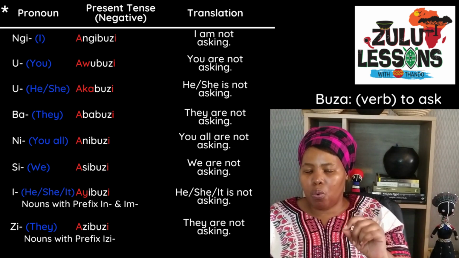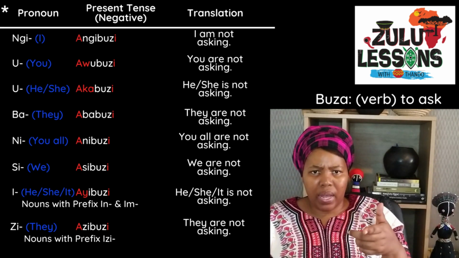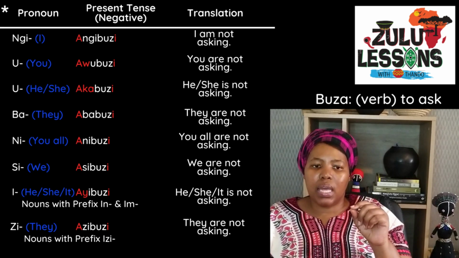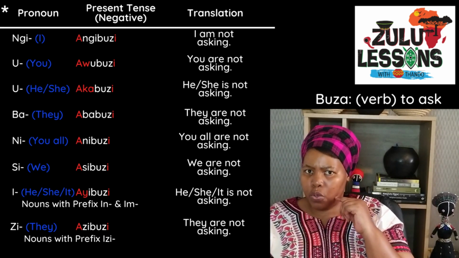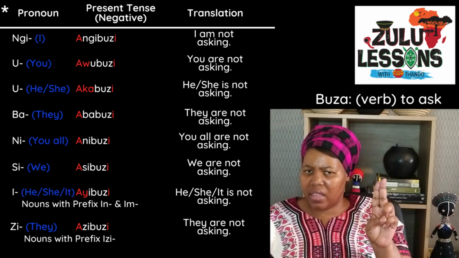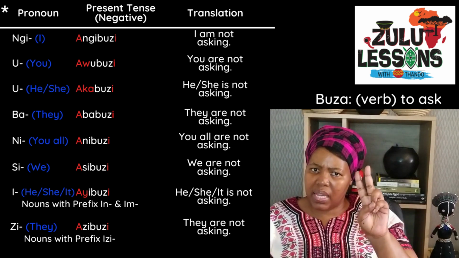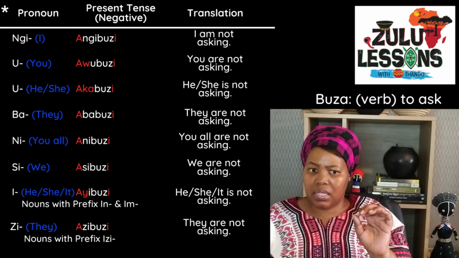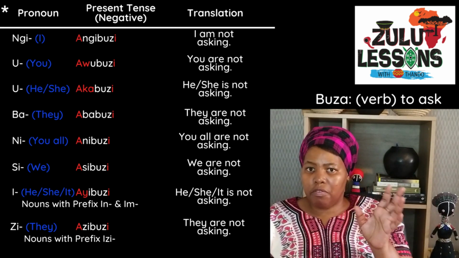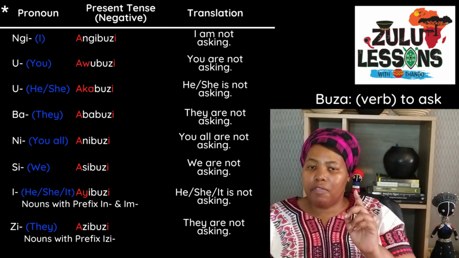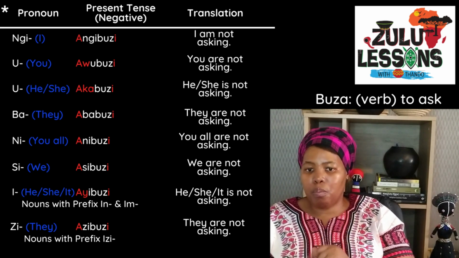Now listen to this: awubuzi. It's got a W. Why? Because if we are putting an A there, and the next thing is a U, we can't have those two vowels next to each other in isiZulu. We've got to put something in there. In some cases we blend, but in these cases we don't blend when we are dealing with verbs. We put in a W. So awubuzi. When we have a U, we put in a W.